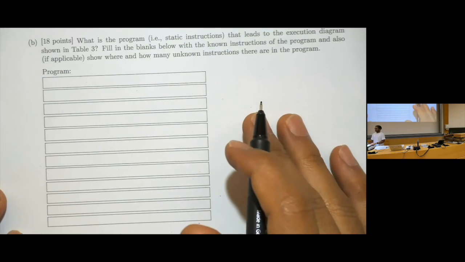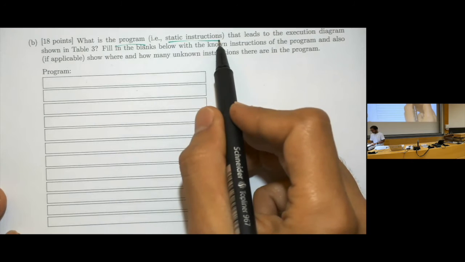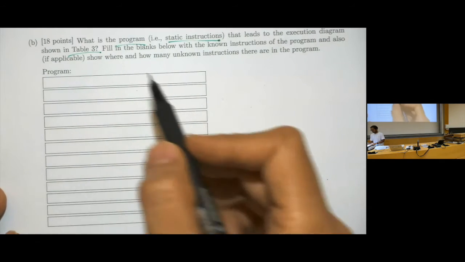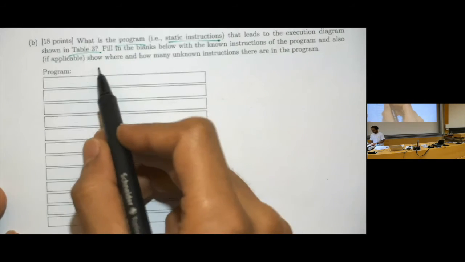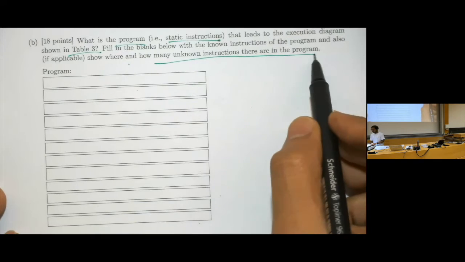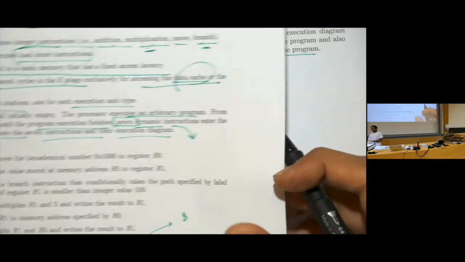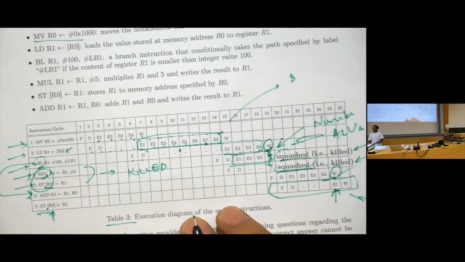Read the instructions carefully. What is the program, starting from the instructions, that leads to the execution diagram shown in table 3? Fill in the blanks with the known instructions of the program and also show where and how many instructions there are in the program. The question asks us to read the execution diagram and try to predict what the original program was.